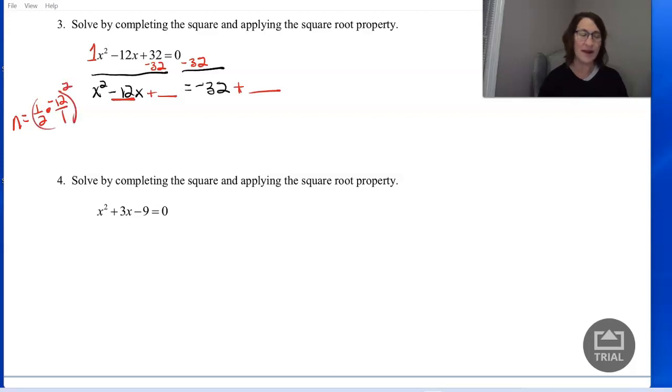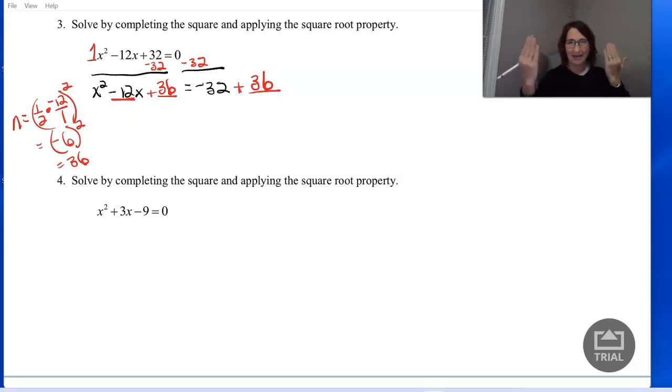And then I'm going to square it. So that gives me negative 6 squared, which is 36. That 36 goes in my blank. Because of the principle of equality, I have to add the same thing to both sides of my equation.